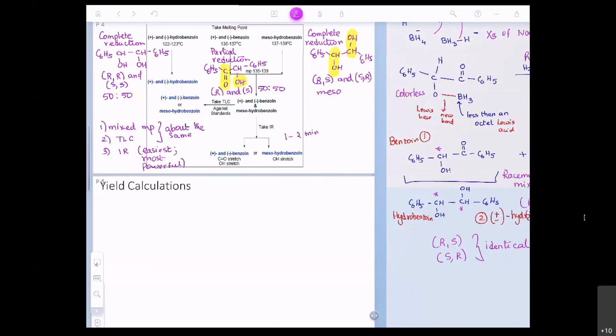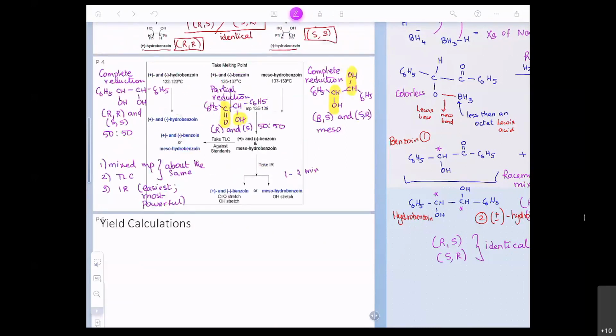Once you confirm the product, then you're ready for the yield calculations. But I want to make sure you understand this chart. Any questions on this chart? Your first job is to determine melting point. It's 122 to 123. You have complete reduction and it's R,S or S,S.